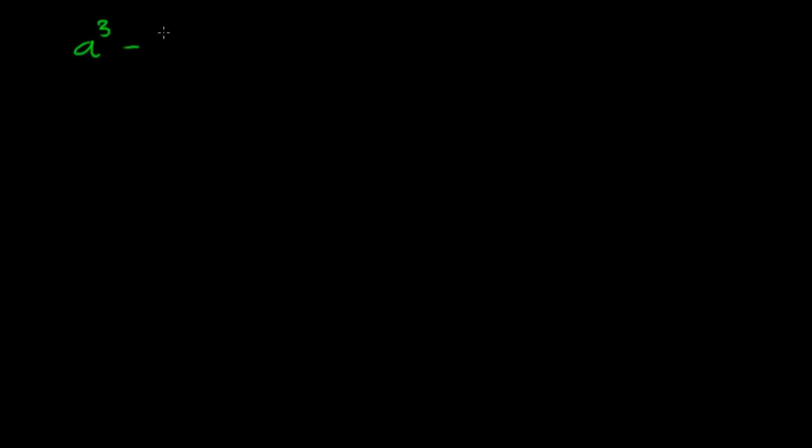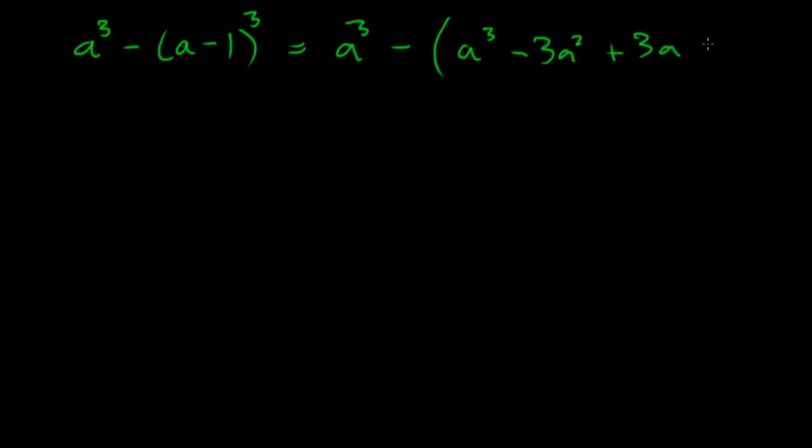So a cubed minus a minus 1 cubed. What is this thing? Well, this is going to be Pascal's triangle. We're going to have a cubed minus, a cubed minus 3a squared plus 3a minus 1. Cool. And if we simplify this thing, the a cubed goes away, the negative carries over, and we get 3a squared minus 3a plus 1. That is the difference of successive cubes. Let's go ahead and use it.